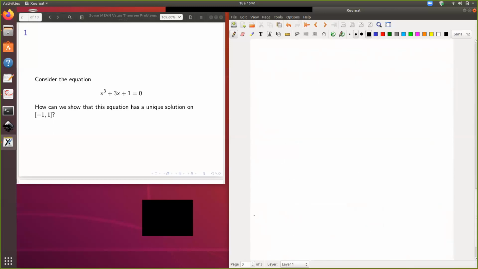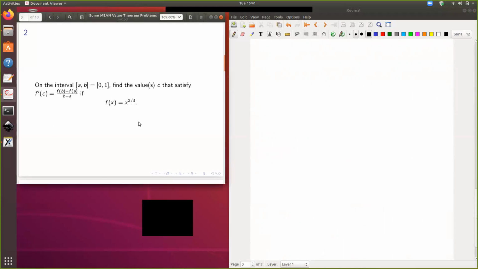All right. Number 2. What do we got? So on the interval AB, which is equal to the interval 0 to 1, we want to find the values C that satisfy f prime of C equals the average slope, if the function is x to the 2/3.